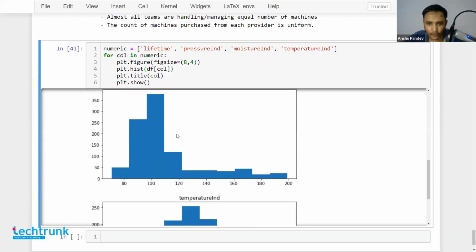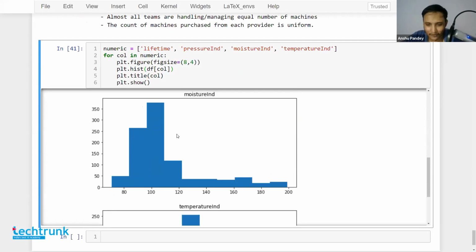So pressure, and then if you go to moisture now, so now it is normally almost a good distribution. Still moisture, as you can see, is not a normal distribution. It is a skewed distribution. Most of the machines are between 80 to 120, but then there are few machines which are being operated at a little higher temperature, moisture, which is like 180 to 200. These machines are generating high moisture.